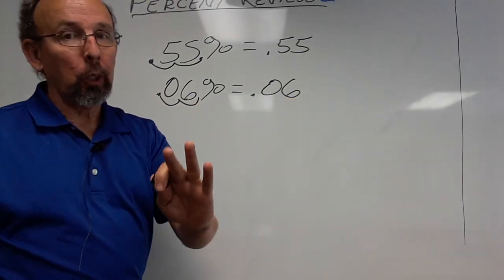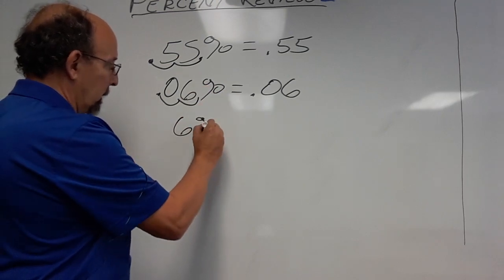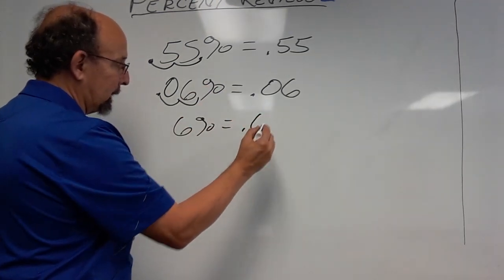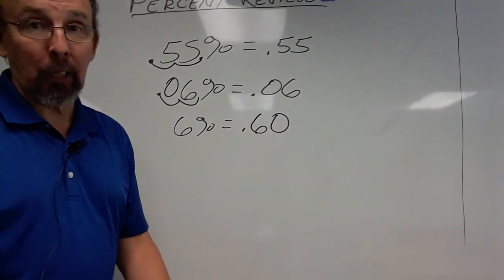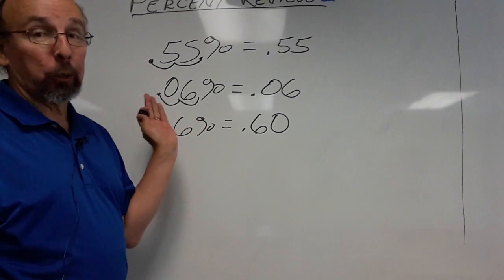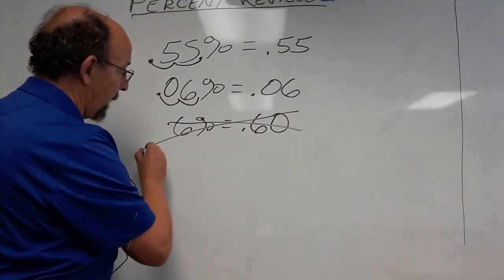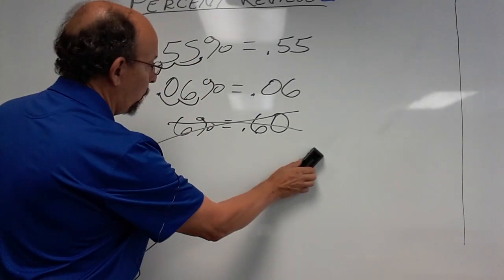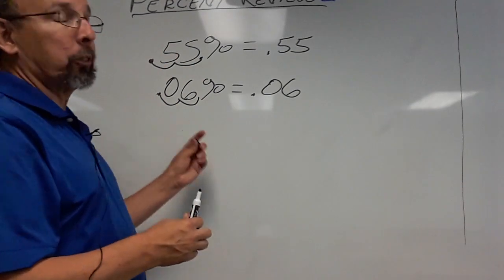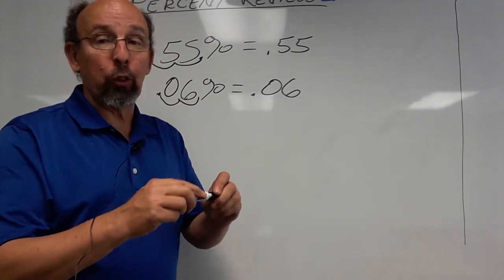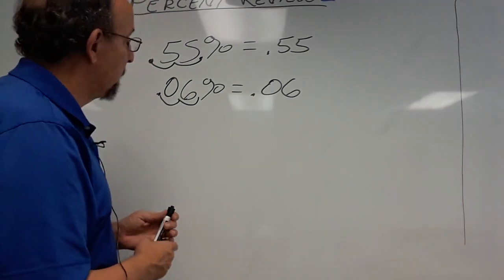Remember I told you a lot of mistakes are made by saying 6% is equal to 0.6. Well, that is 60 hundredths, isn't it? That's not 6 hundredths. 60% is 0.60. This is not correct. So one of the mistakes that students make a lot is that particular mistake, not moving 2 decimal places on a percent less than 10%.